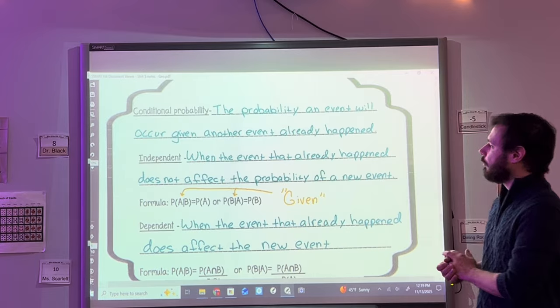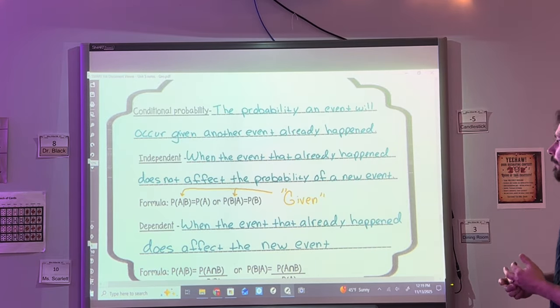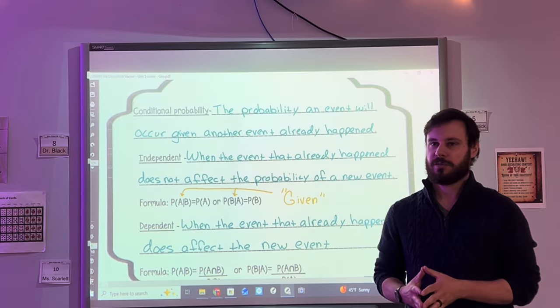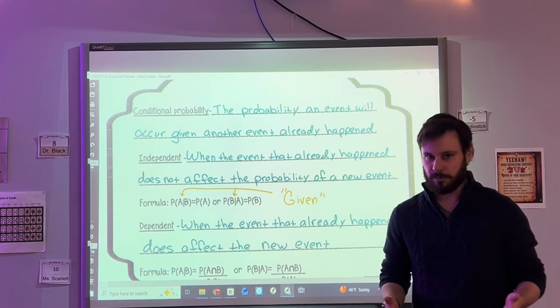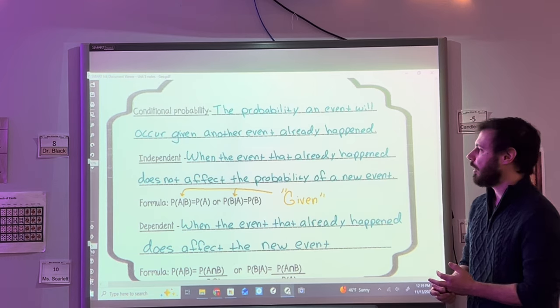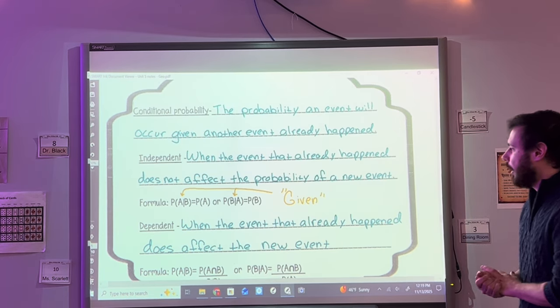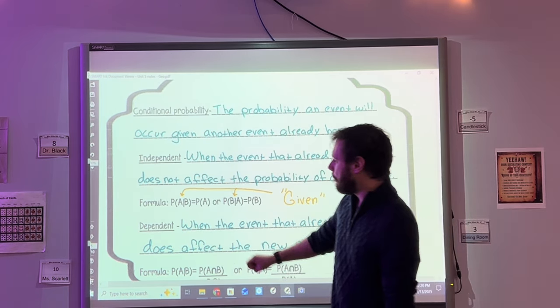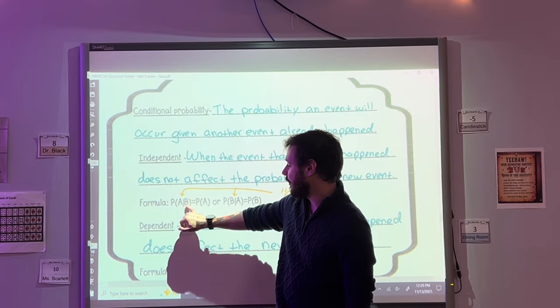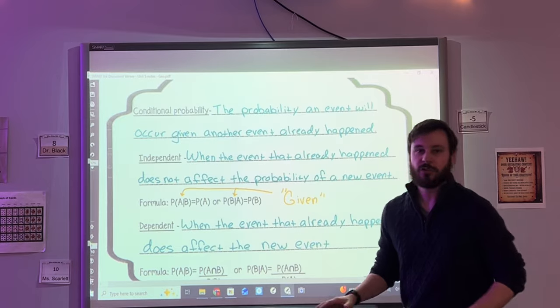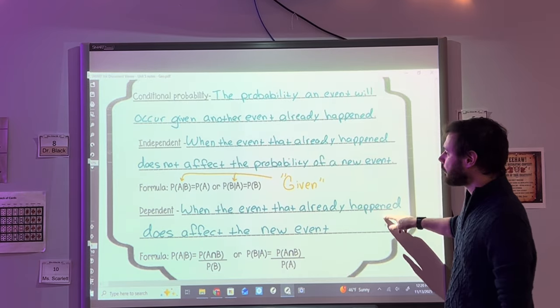Independent events are when the event that already happened doesn't affect the probability of a new event. So that's like flipping a coin. Doesn't matter how many times I flip a coin. Coin doesn't remember. Coin doesn't have a history or a browser history to clear. And we read this little bar as given. So this is read as the probability of A given B. Okay, again, don't get lost in formulas.